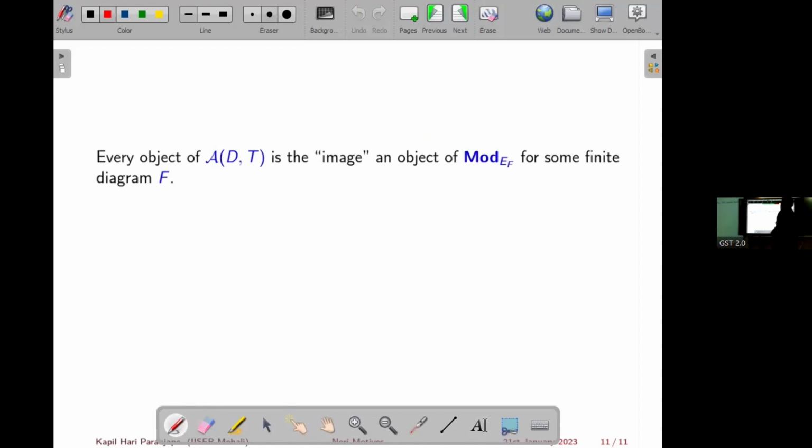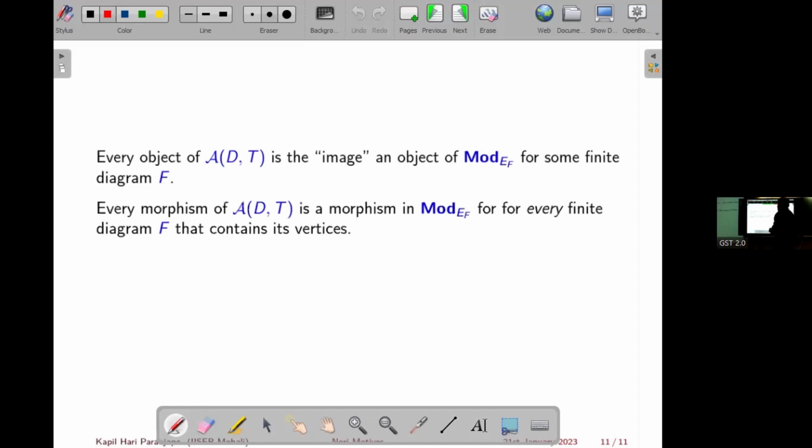Every object is the image of an object in mod EF for some F. So what does it mean by limit in this sense? Every object is an object in one of the finite stages. That's not a problem. But what is a morphism? That is more tricky.